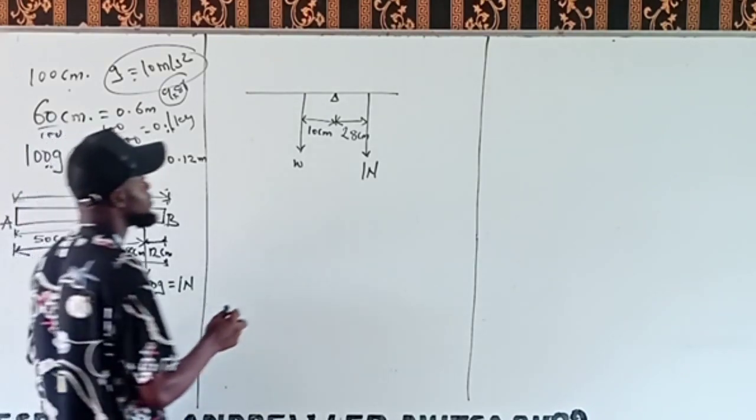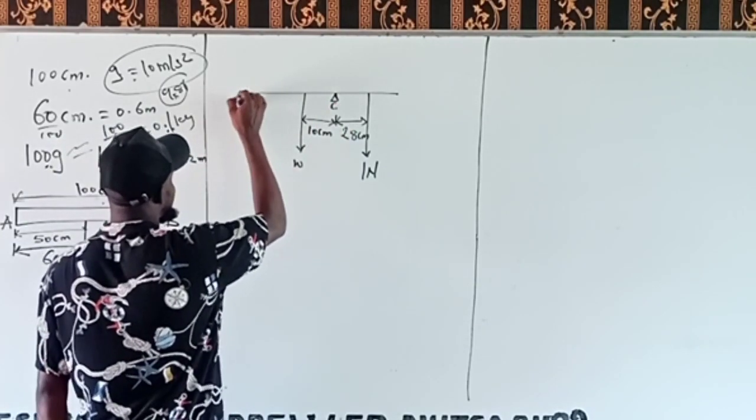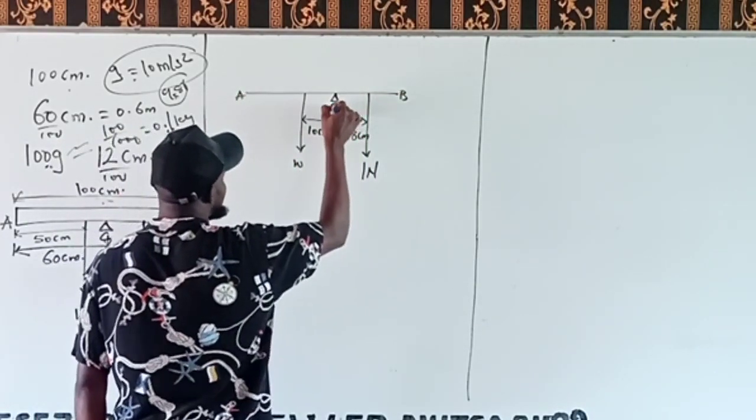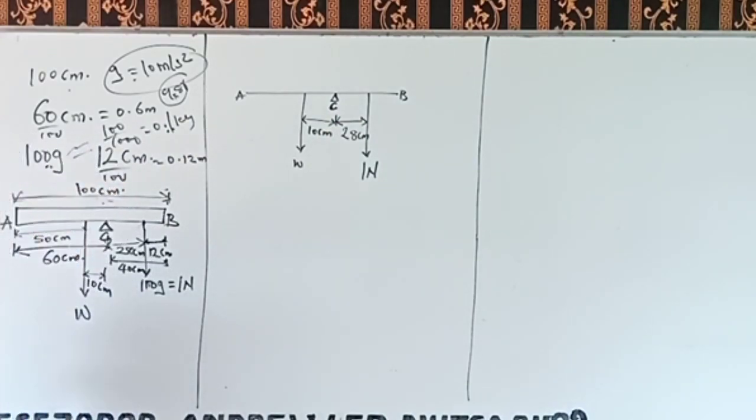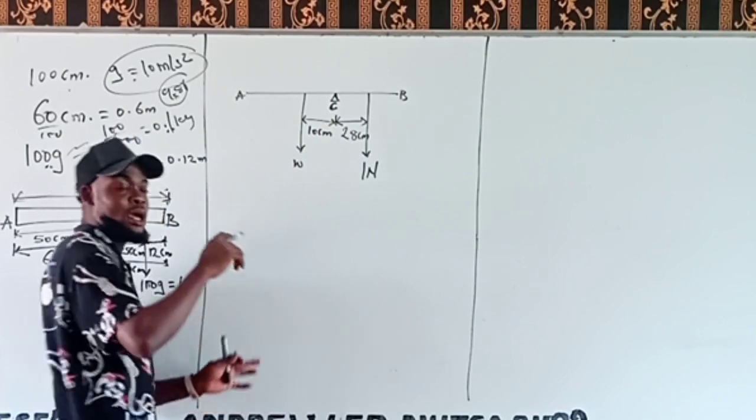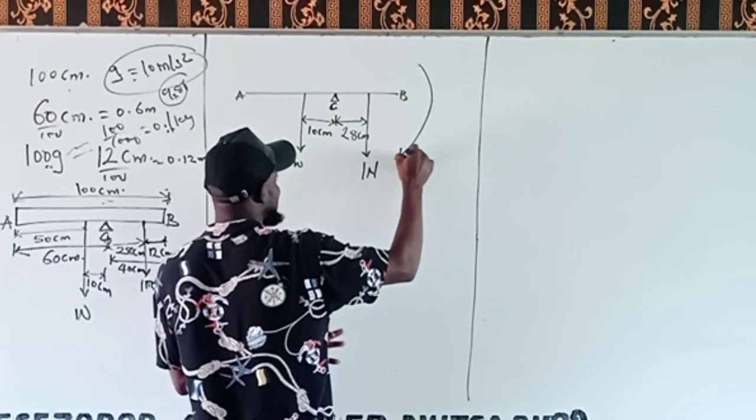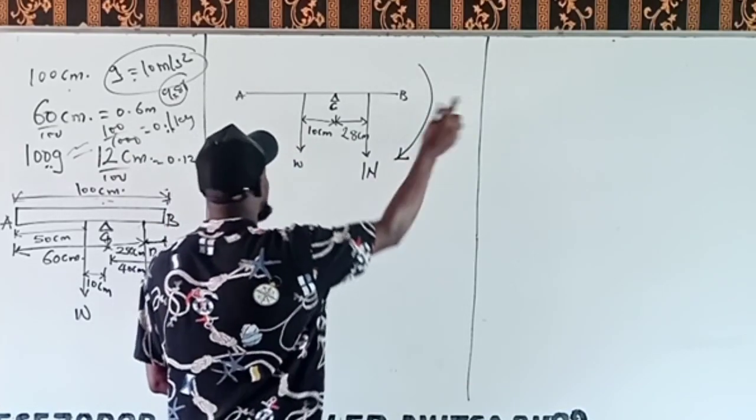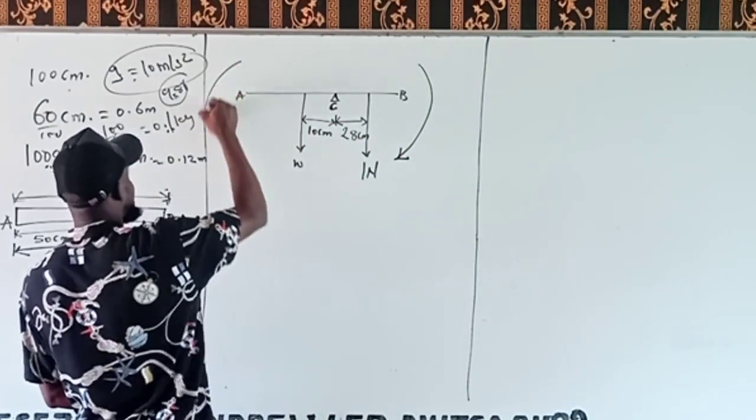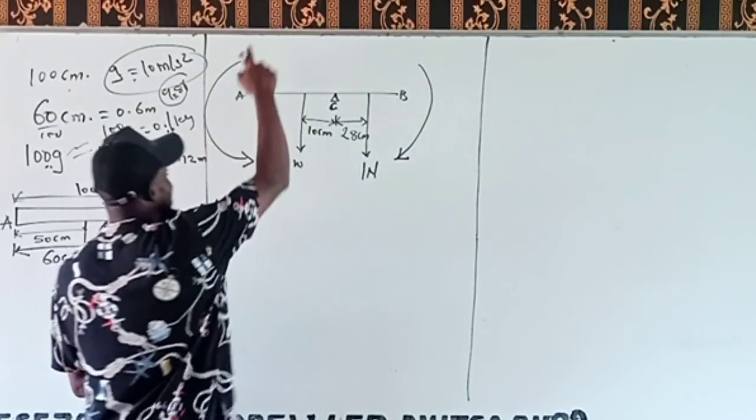Then the next thing we are going to do now is take moments about this point C. Remember this point A, this point B, and this point C. Now let's take moments about point C to see what we are going to have. Taking moments about point C, all anti-clockwise moments will be equal to the clockwise moments. Anything that will turn this beam this way will be clockwise. Then anything that will turn it the other way will be anti-clockwise.